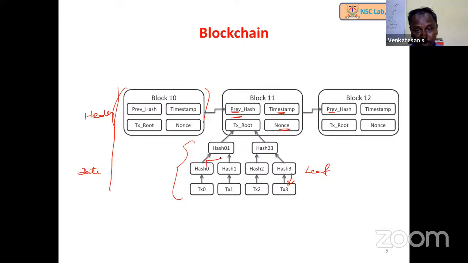Now, these two hashes are again concatenated and hashed in the next level. So similarly here also, and finally, these two hashes are concatenated and hashed, and that is placed in the transaction root. So now when the previous hash, that is the hash of this block, is computed considering only these values, it won't consider the rest. So now this hash value is placed here.